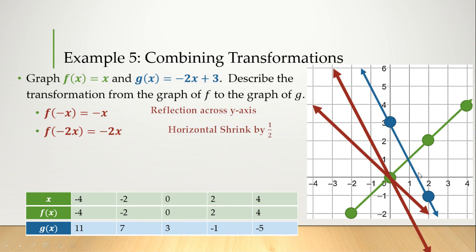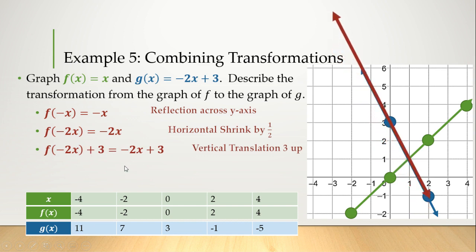Next thing, I notice my red line is still too low. It needs to be 3 higher. So what I do, I add a 3. And that's going to take the whole line, do a vertical translation 3 up, and those are the transformations that it took to take us from the green line to the blue line, reflecting across the y-axis because of that negative right there. Horizontal shrink by a half because we were multiplying by that 2 there. Vertical translation 3 up. Well, we just move it 3 up and then we're directly on it.